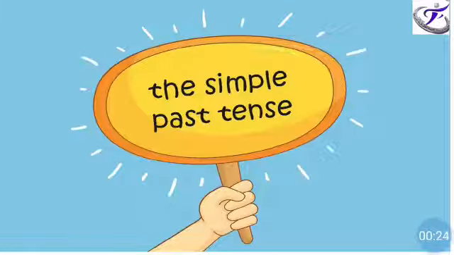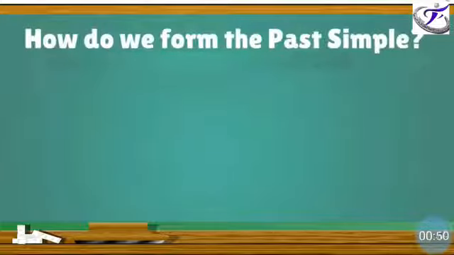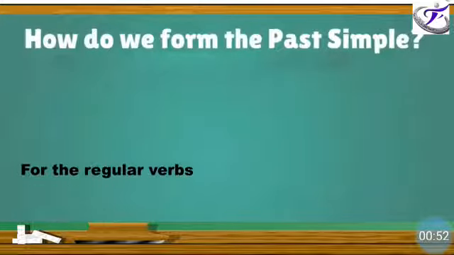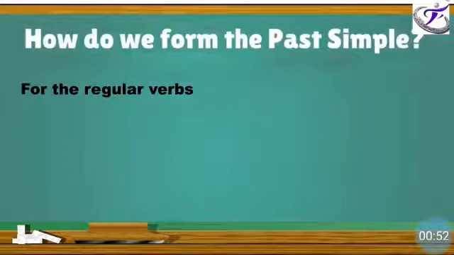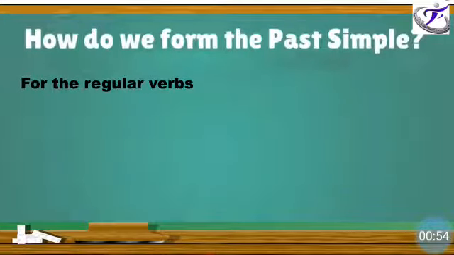Before we get started, it's good to know that in English language we have regular verbs and irregular verbs. Regular verbs, for example, visit, visited, end by ed. Irregular verbs means الأفعال الغير منتظمة. We don't have a specific rule. Go, went.